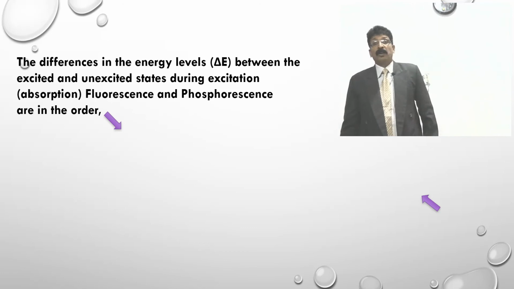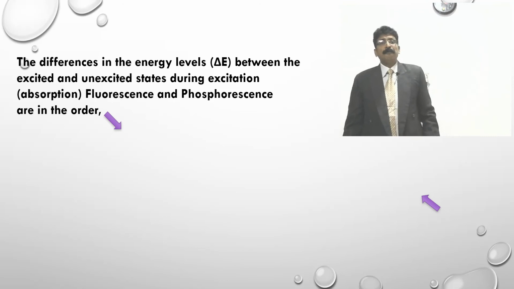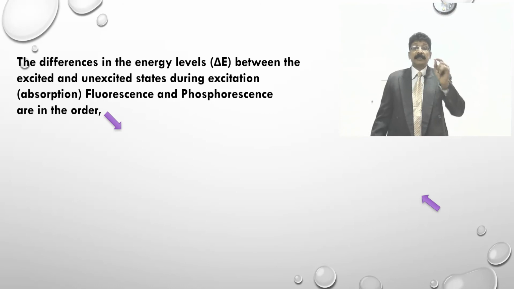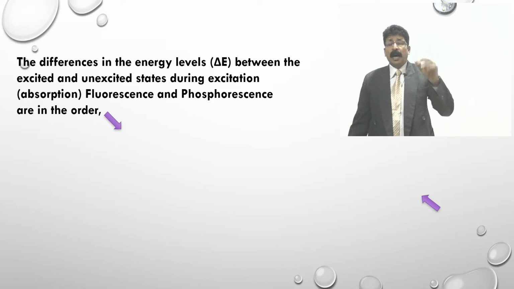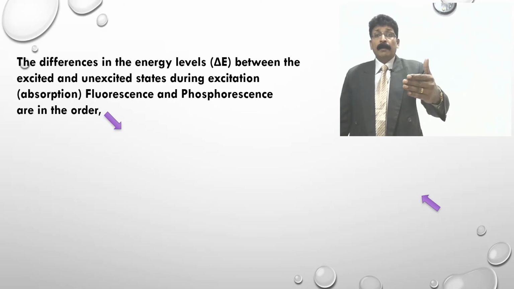So you see the difference in energy levels. First we are going to discuss delta E, that means the difference in energy levels between the excited and unexcited state. We have already discussed in other chapters, you might be knowing about the ground state and excited state of an organic molecule.